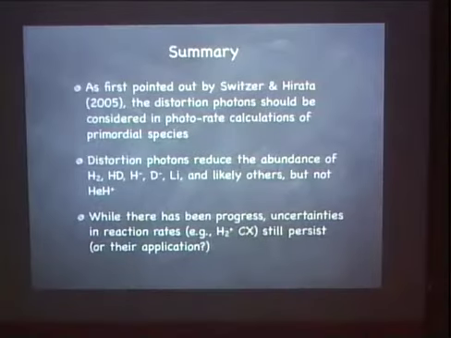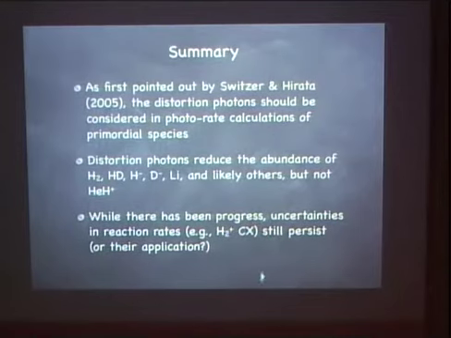Okay. So, in summary, I discussed the possible importance of distortion photons in the astrochemical network, as pointed out by Schweitzer and Harada, which should be considered for all the primordial species, and appears to have an effect on H2, HD, H minus, HD minus, and possibly lithium, and it has no effect on HeH plus. And another thing that's of possible importance is that we should look at the H2 plus charge exchange, and the uncertainty in that may affect the predicted H2 abundance.